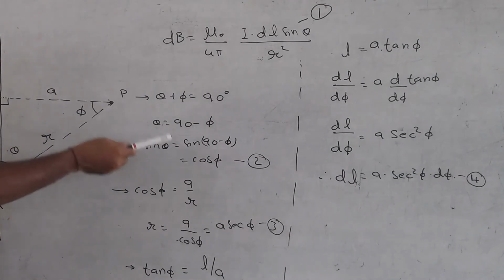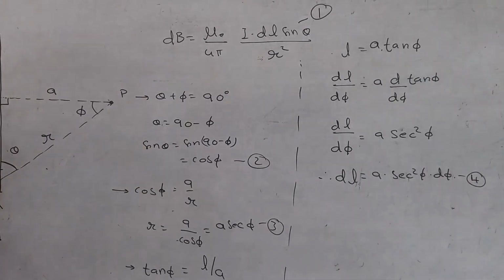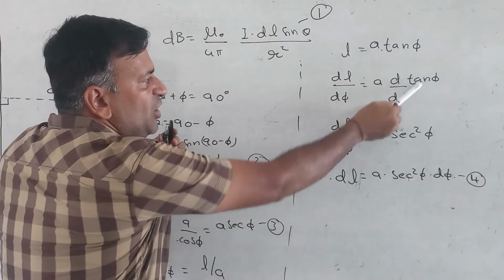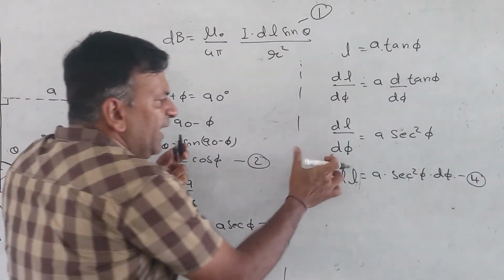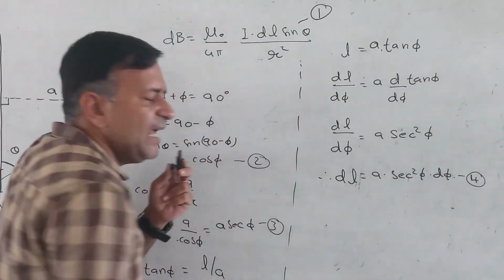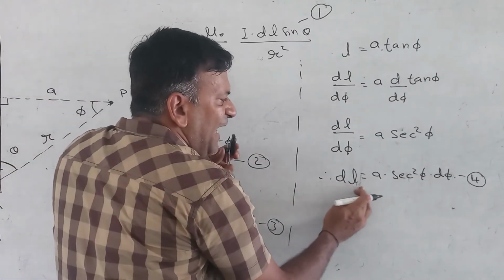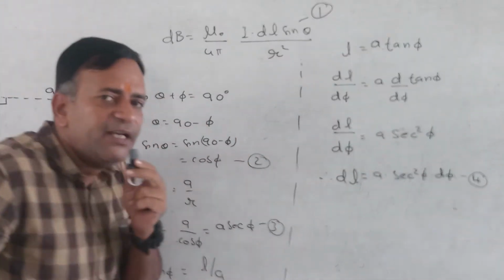The point is not moving near or away. So A remains constant, so the constant is taken out. Differentiation of tan phi is equal to what? It is sec square phi. And now d phi is transposed to the other side. So what we get is dl is equal to a sec square phi d phi.